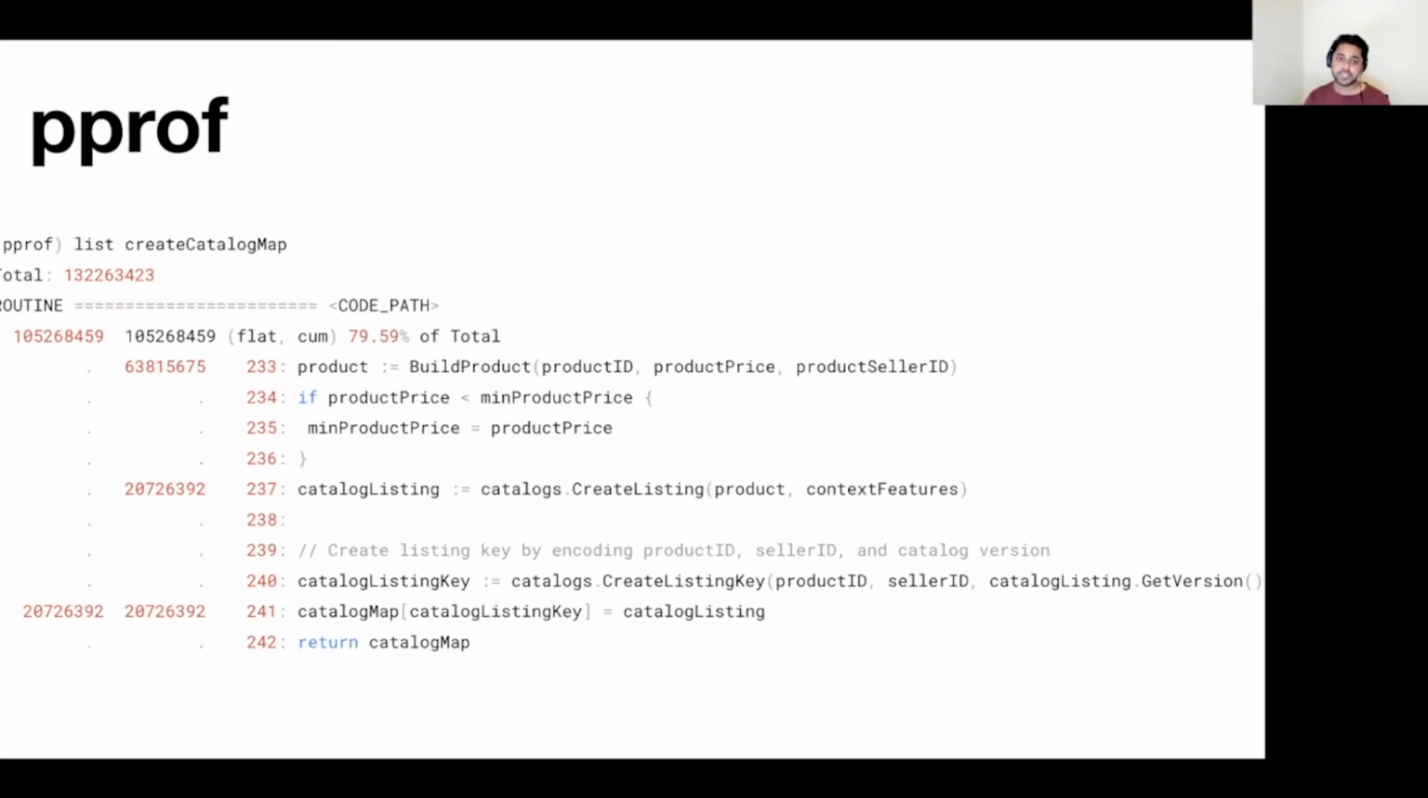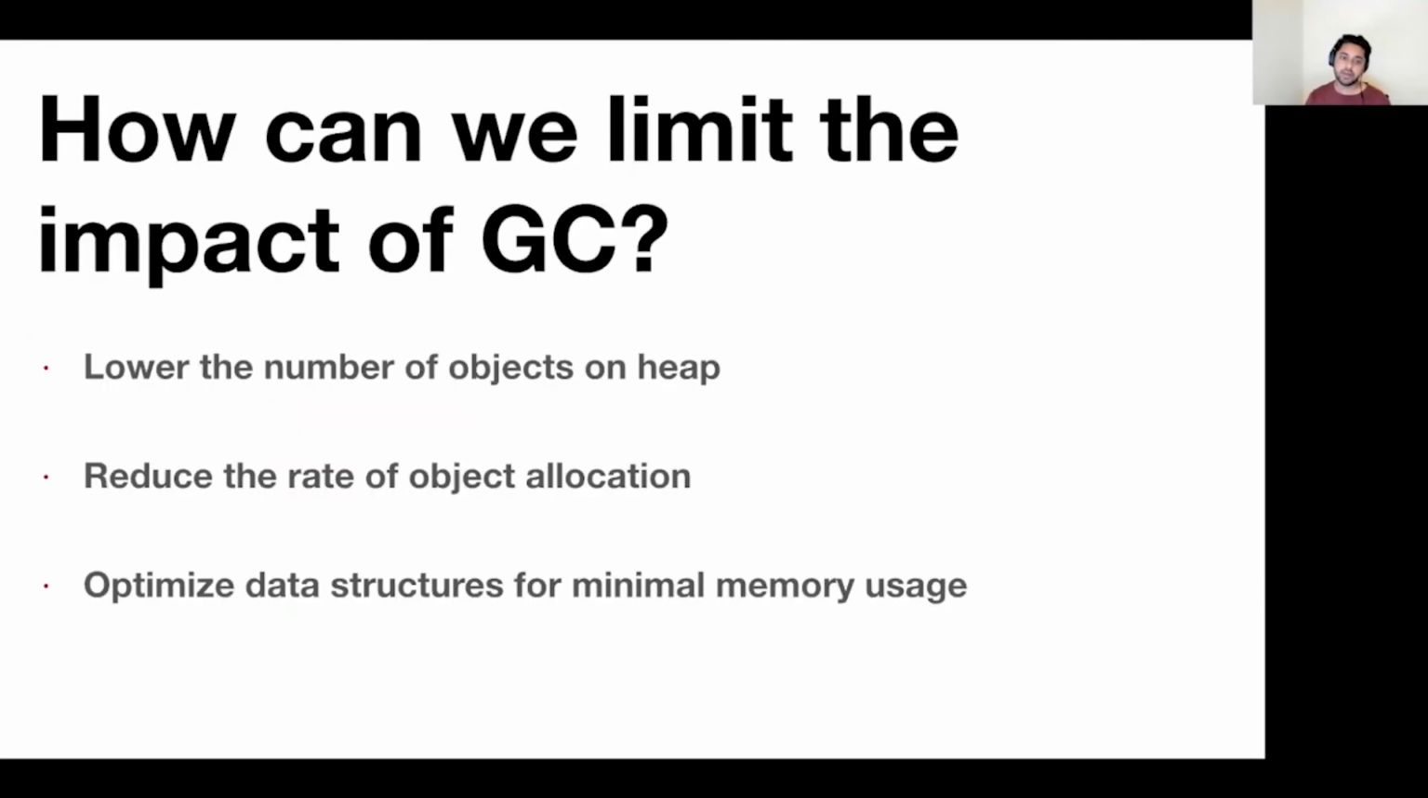In this case, we can see that lines 233 and 237 are clearly creating a large number of new objects, causing a lot of heap allocations. While line 241 adds the objects to a map, which also causes a large number of heap allocations. So now we know exactly which part of our code is problematic. How can we go on to limit the impact of GC?